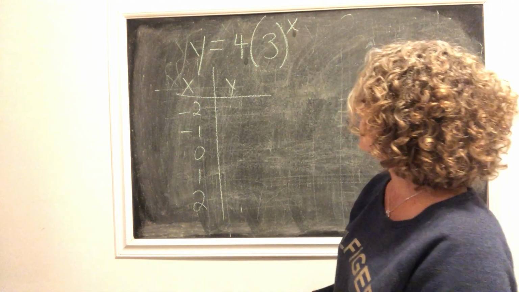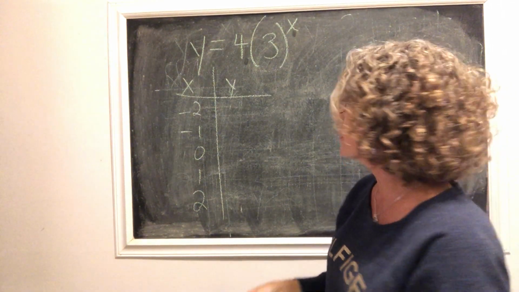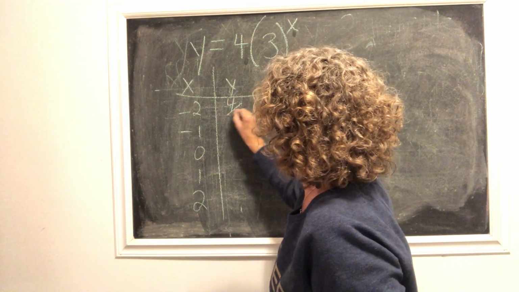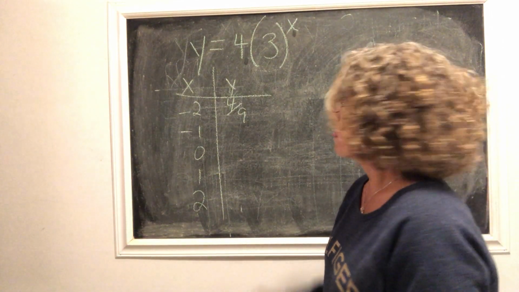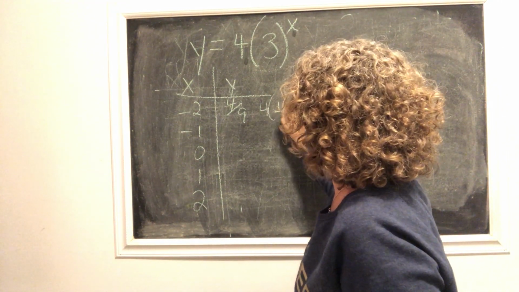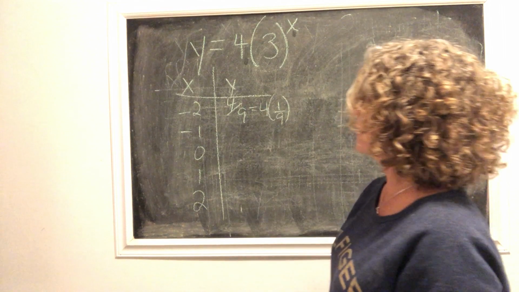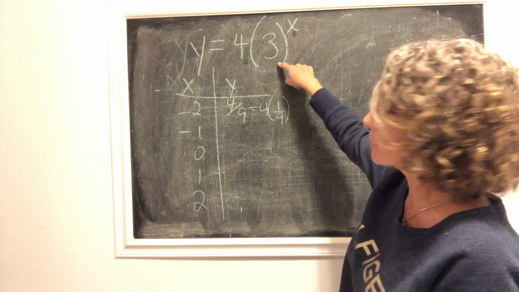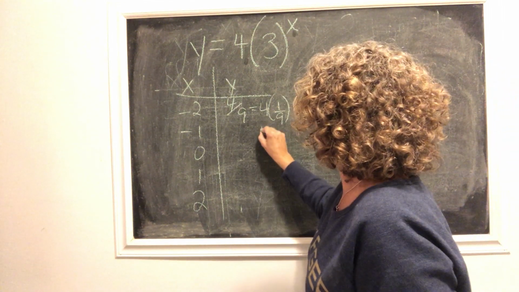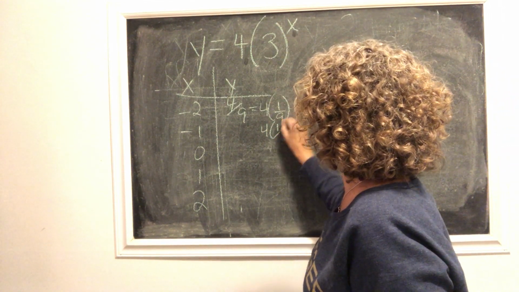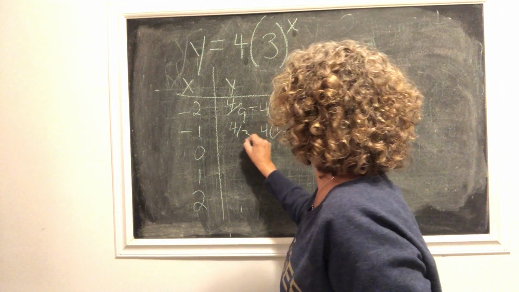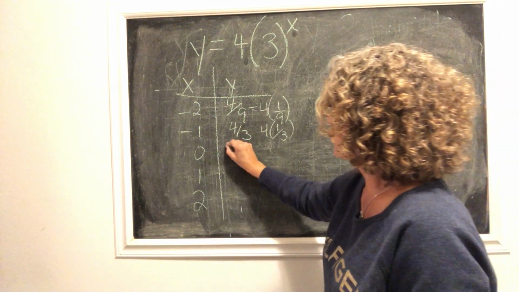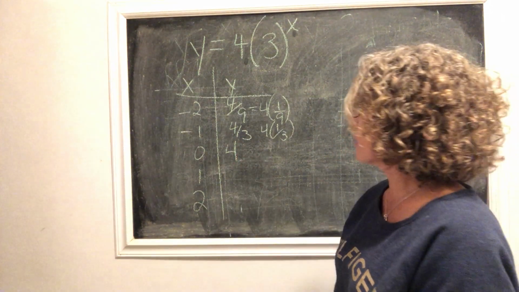3 to the negative 2 is 1 over 3 squared. That's 1 over 9. 4 times 1 over 9 is 4/9. Okay, so remember, 4 times 1 over 9 equals 4/9. 3 to the negative 1 is 1 over 3 to the first power, which is 1 over 3. And 4 times 1 over 3 is 4/3. 3 to the 0 is 1. 4 times 1 is 4, changing my y-intercept.